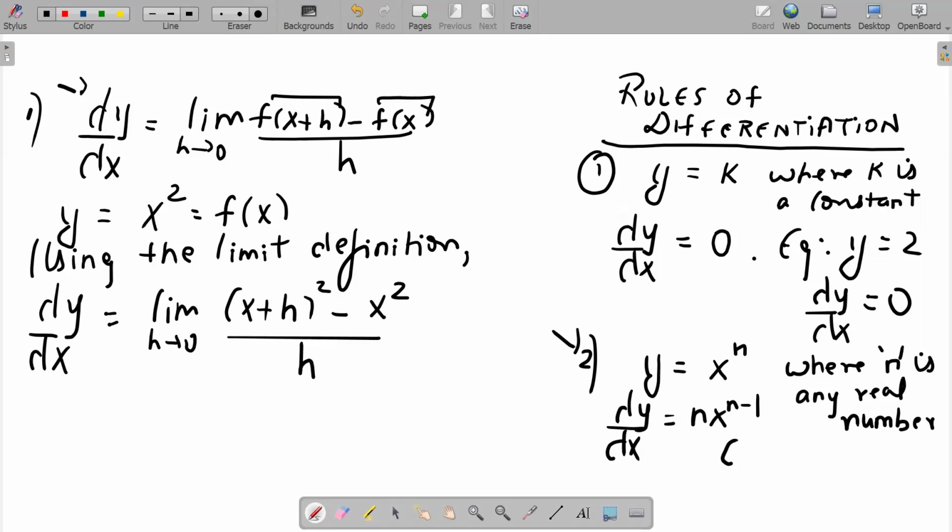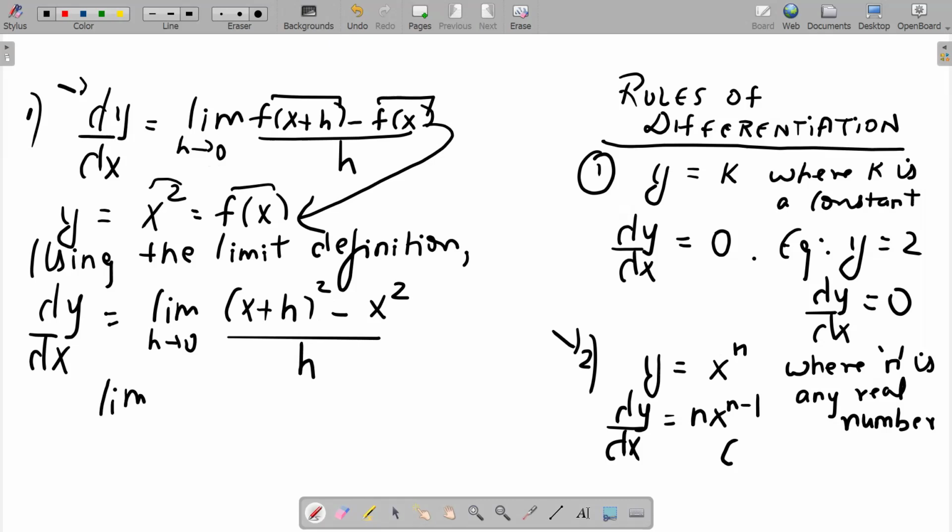So what have I done? I have just applied the limit definition to solving the derivative for x square, y equal to x square. So f of x plus h is (x plus h) square. Why? Because f of x is x square. So f of x plus h will be (x plus h) square. F of x is simply x square.